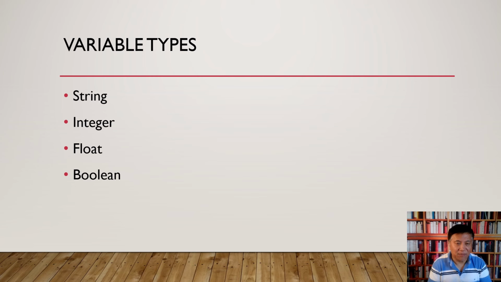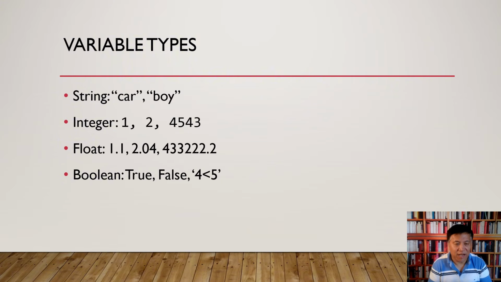There are several different types of variables that are commonly used. One is a string type, an integer type, a float type, and a boolean. Let me show you what they are. A string type is a word or a phrase: car, boy. An integer is a number without decimals: 1, 2, 45, 43. A float is a number with decimals: 1.1, 2.04, and so on. A boolean is a true or false statement. For example, 4 is less than 5 is true.